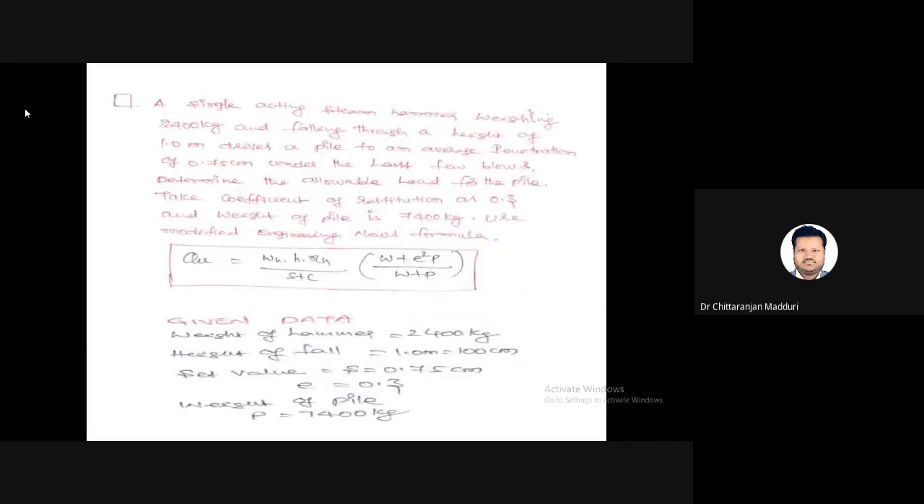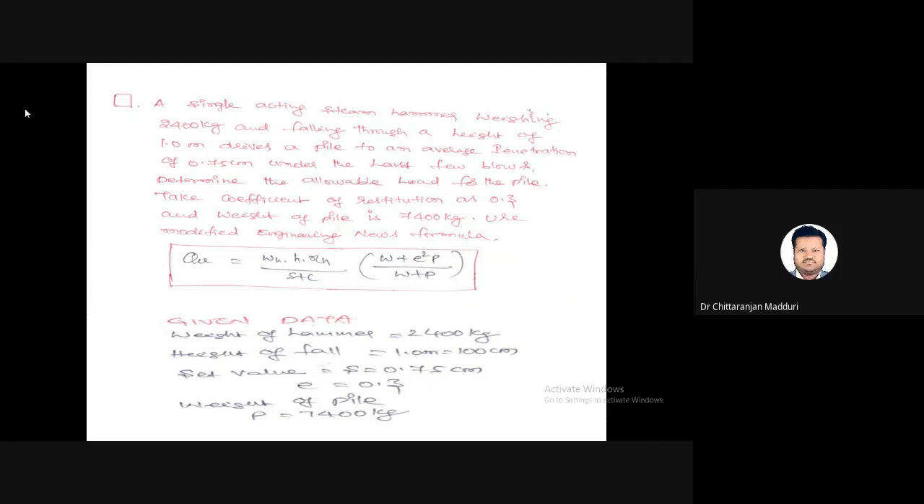So here is the problem: a single acting steam hammer weighing 2400 kg and falling through a height of 1 meter drives a pile to an average penetration of 0.75 centimeters under the last few blows. Determine the allowable load for the pile. Take coefficient of restitution as 0.3 and the weight of pile is 7400 kg. Use modified engineering news formula. So we have the formula there.